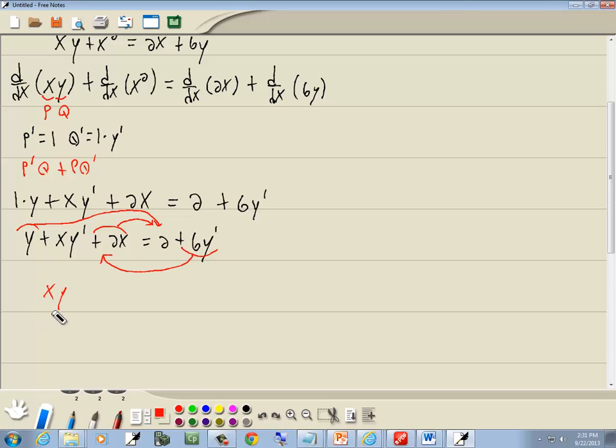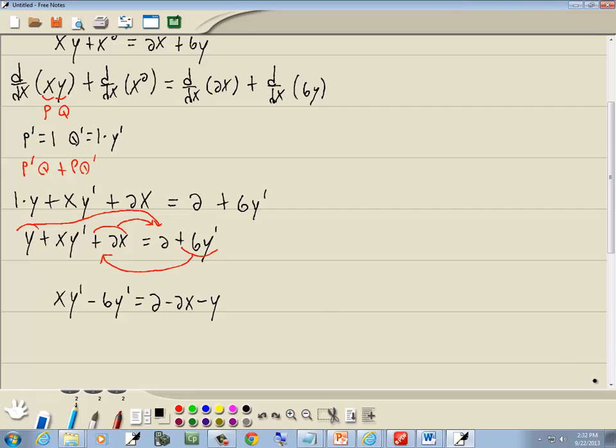We're going to have xy prime. When we take the 6y prime to the left side, it becomes a negative 6y prime. Remember, when you take anything across your equals, your sign changes. When I take the 2x over, it becomes a negative 2x. When I take the y over, it becomes a negative y.